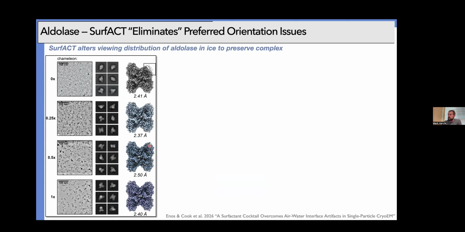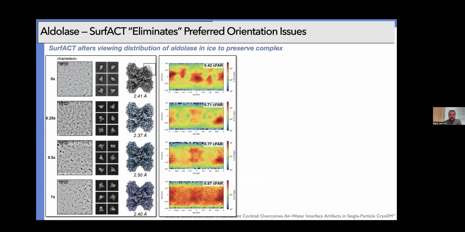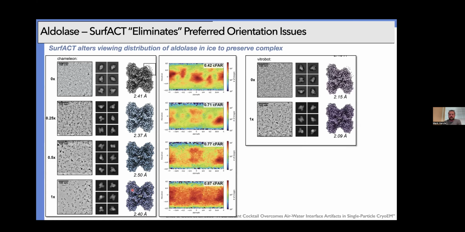So it's titratable. What you can also see is that you go from a lower CFAR to a much higher CFAR almost immediately upon addition. Higher concentrations give you a much better viewing distribution. And so here is more or less what we designate as 1x. This is what you would start with probably to basically eliminate the air-water interface issues and have a great working concentration. Now, we use a Chameleon for this, right?